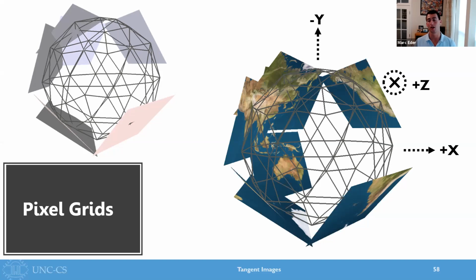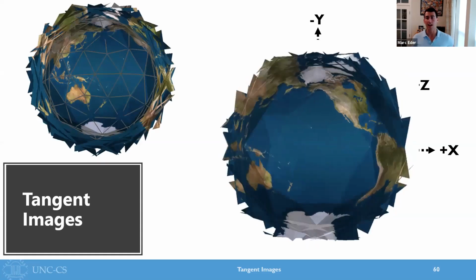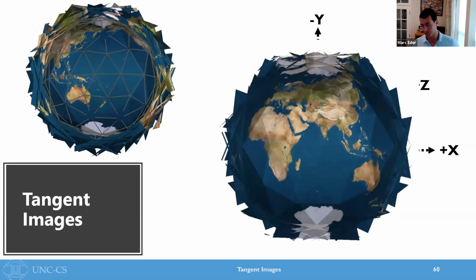So then to create tangent images, we just render these pixel grids. In this figure, I'm just showing a select few of the tangent images. And here you can see a clipped visualization of the complete tangent image representation with the wireframe of the icosahedron that we used stuck in the middle. And here you can see it in action. They're rotating. This is representing the sphere.